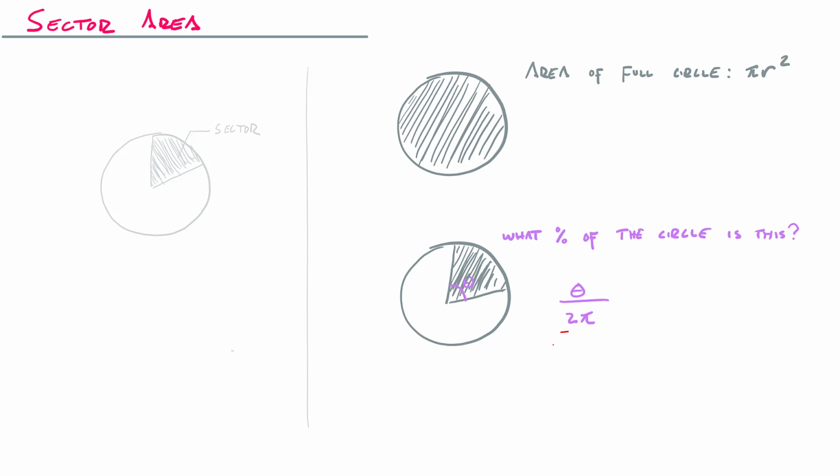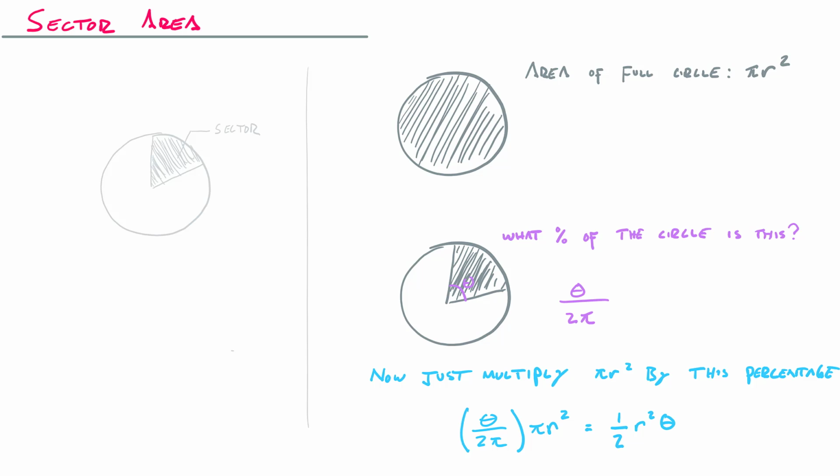So this is going to give us a percent decimal for how much of the pie we're looking for the area for. So you're going to take that percentage and just multiply it by pi r squared. So theta divided by 2 pi times pi r squared. Some stuff cancels, namely the pi's cancel. And then you get 1/2 r squared theta.